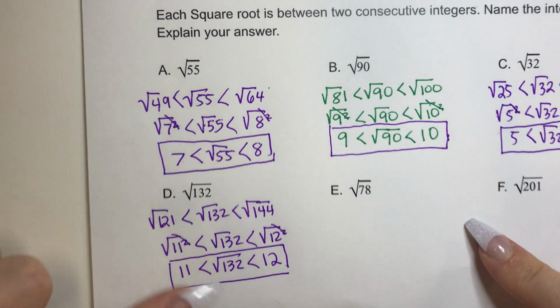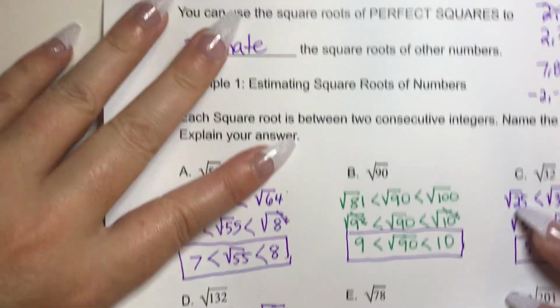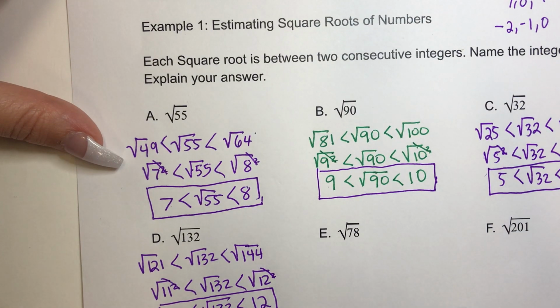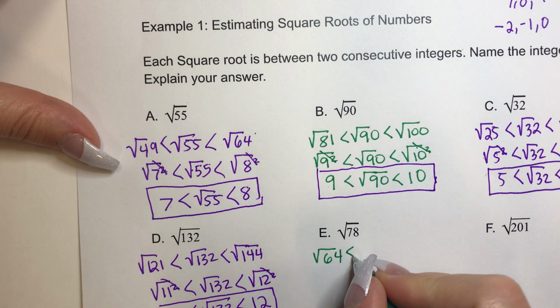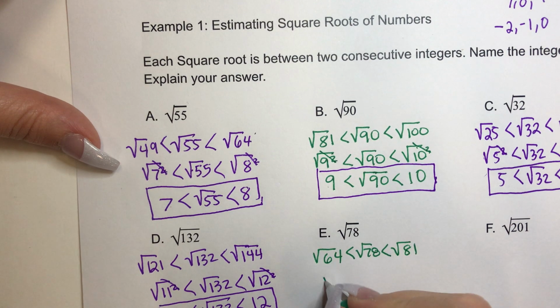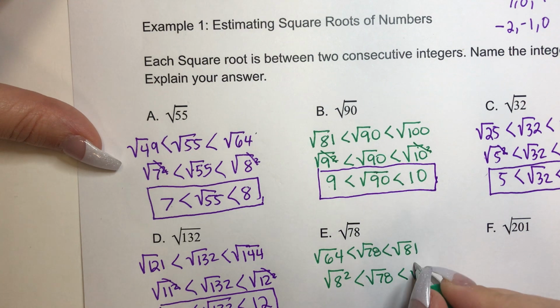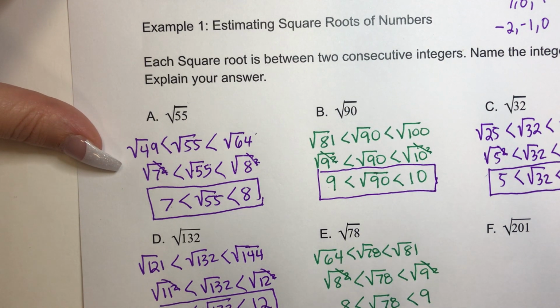Okay, so if you got that right, awesome job. Let's go ahead and look at E. See how you did here. So the square root of 78 is between 64 and 81. The square root of 78 is bigger than the square root of 64, but it's less than the square root of 81. We know this is the same thing as 8 squared. This is the same thing as 9 squared. Fruit Ninja, those cancel each other out. We're left with 8.